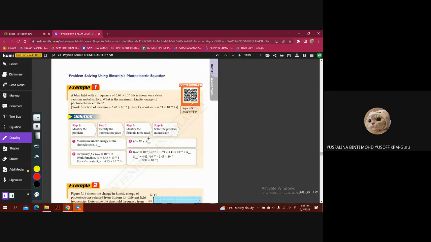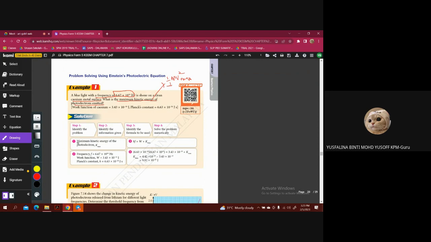Okay, so let's see example 1 first. A blue light with a frequency of 6.67 times 10 to the power of 14 hertz is shone on a clean calcium metal surface. What is the maximum kinetic energy for the photoelectron emitted? So what you do is take out all the info given. First, you have to identify the problem. The question is asking you to find K max, which is half m v max squared.